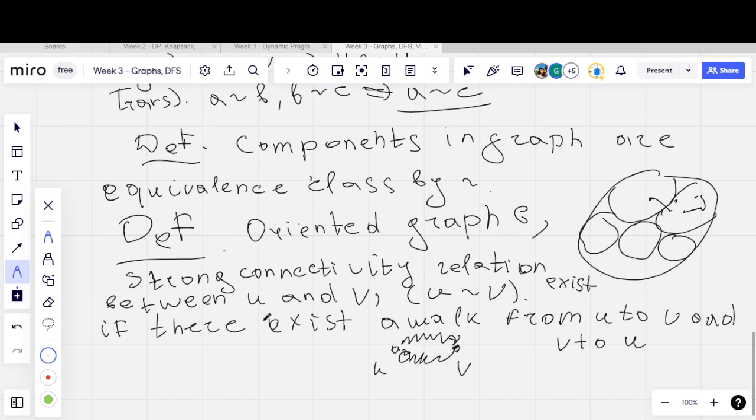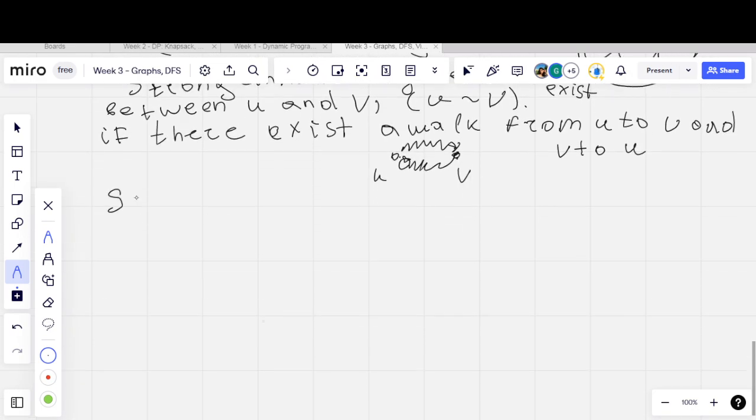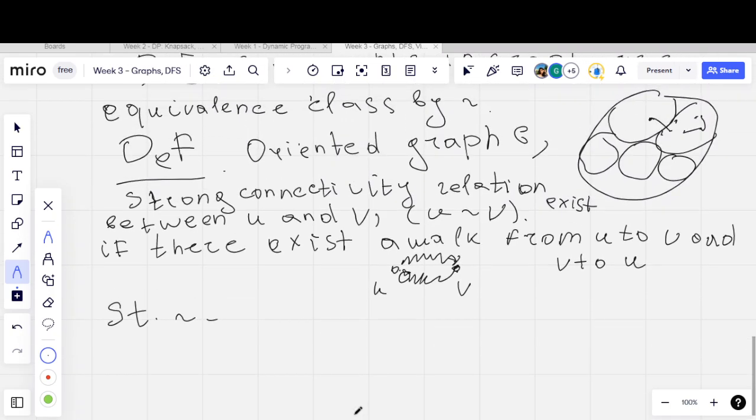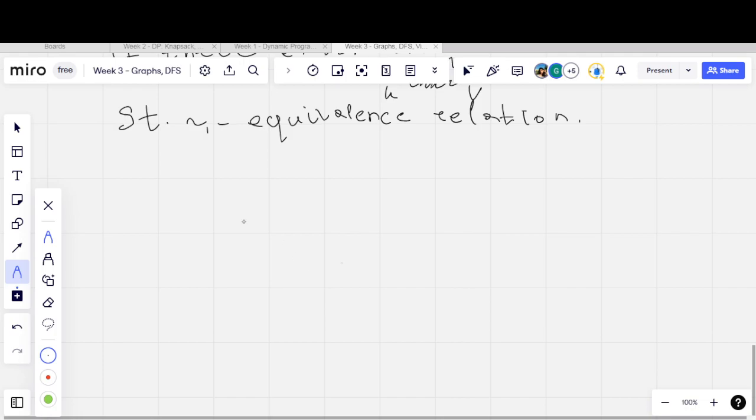So, statement: new strong connectivity relation is an equivalence relation, because there's reflexivity, obvious.